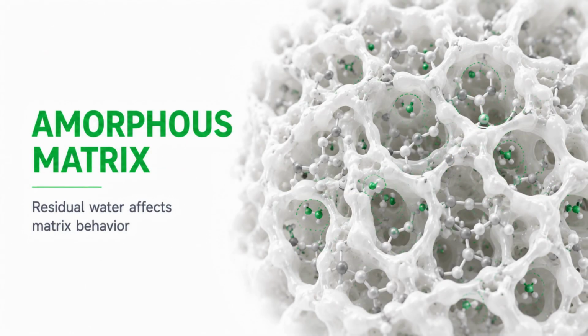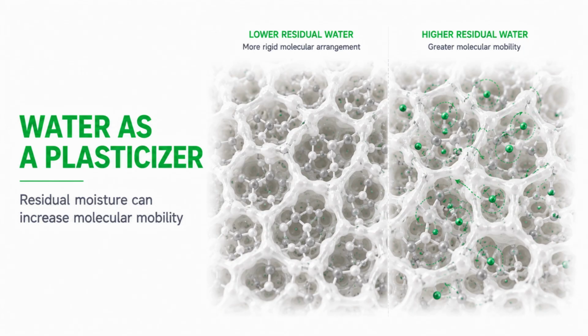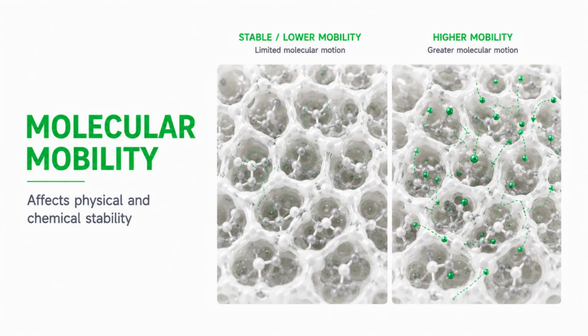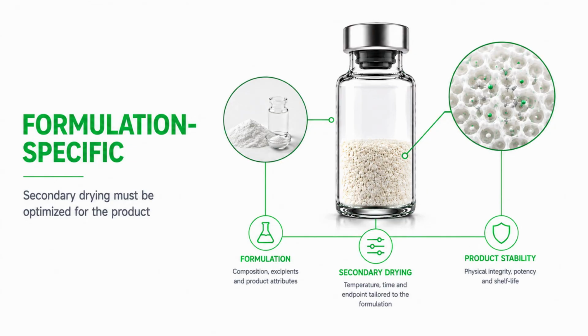Why does this remaining water matter? In an amorphous matrix, water can act as a plasticizer and increase molecular mobility. Changes in molecular mobility can influence both physical and chemical stability. But the effect depends strongly on formulation composition. That is why secondary drying conditions must be developed together with the stability requirements of the product.